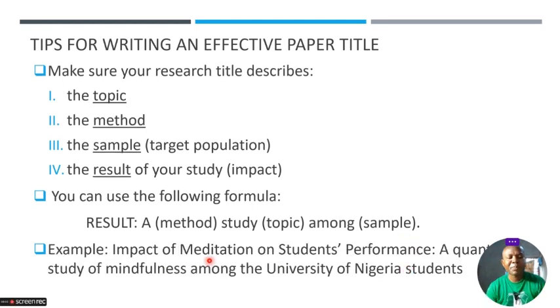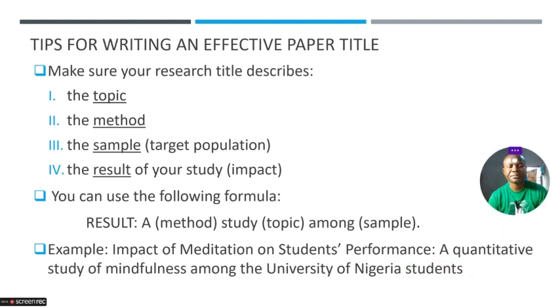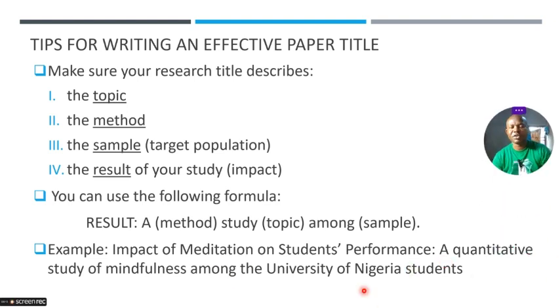The impact of meditation on student performance, a quantitative study of mindfulness among University of Nigeria students. So you can appreciate this particular topic is all encompassing. It talks about the topic, it talks about the method you intend to use, the quantitative method, and then it talks about the sample you want to take. Mindfulness among, so that's a qualitative sort of information. And of course, you have the focus, the population that you are targeting.